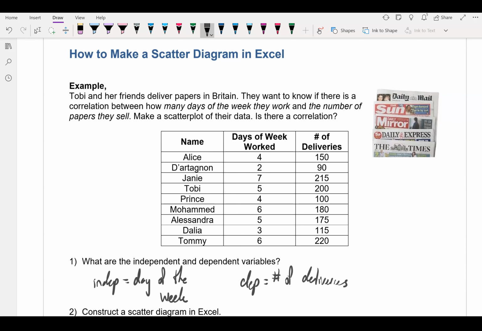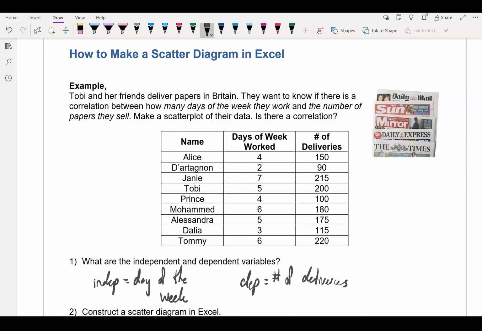You know, the day of the week is not going to be affected by the number of deliveries. You could make 1,000,000 deliveries and it wouldn't change the day of the week. But the day of the week, if it's Friday or Saturday, it might make a big difference as to how many deliveries are being made. So that's my assumption here, that these two things are the independent and dependent.